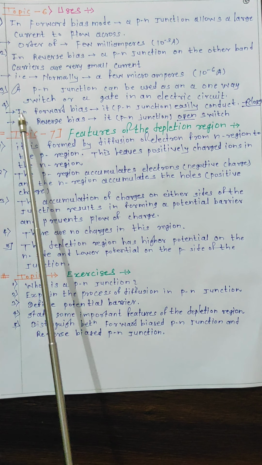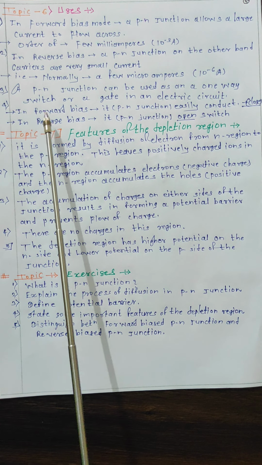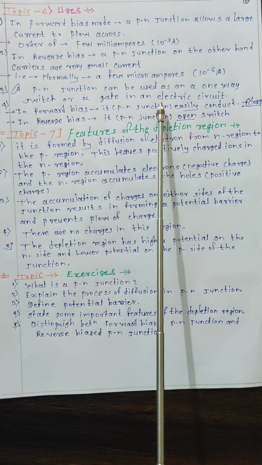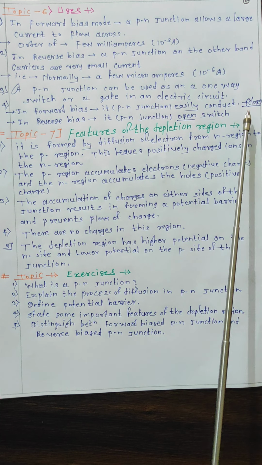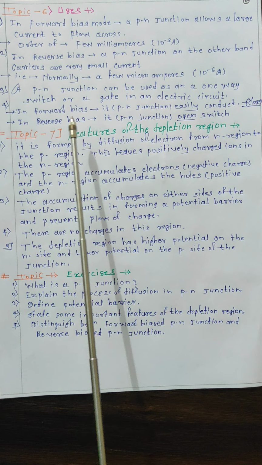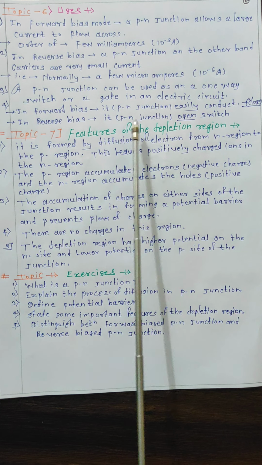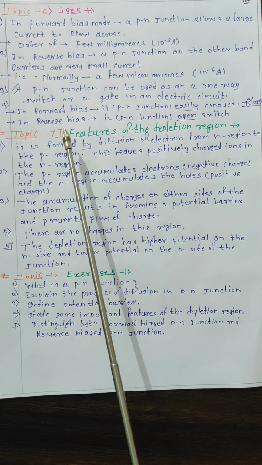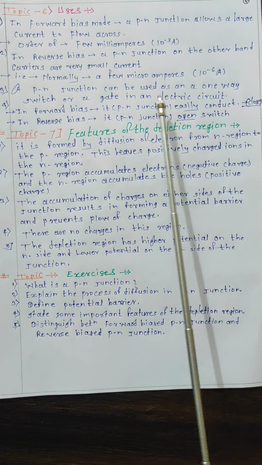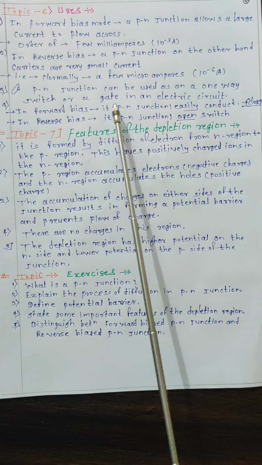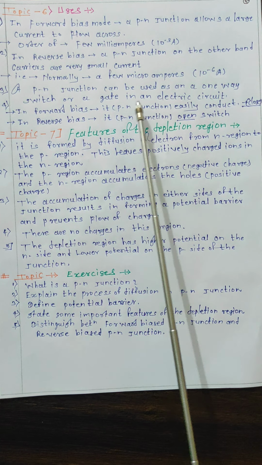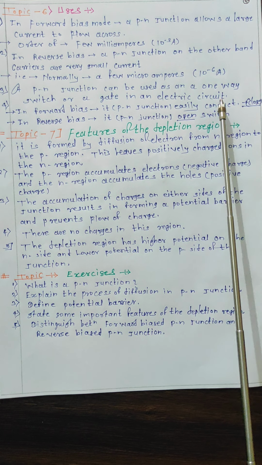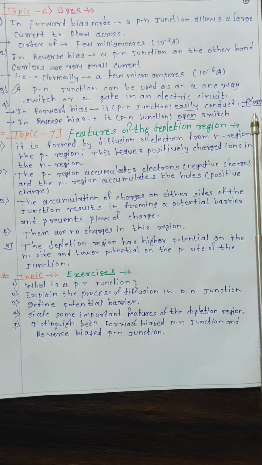Then the fourth use, the last one. In forward bias, the PN junction easily conducts, and in reverse bias, the PN junction is an open switch. That means reverse bias is an open switch, and in forward bias, easy conduction takes place, so it is a closed switch.